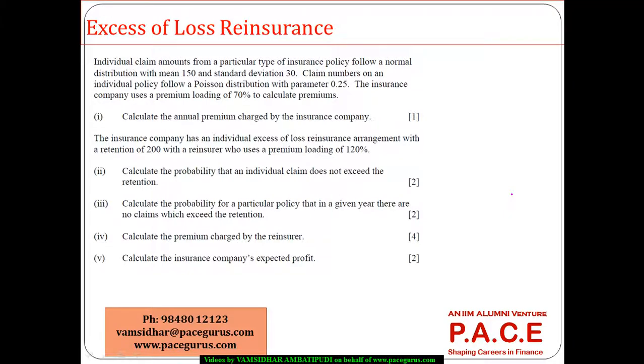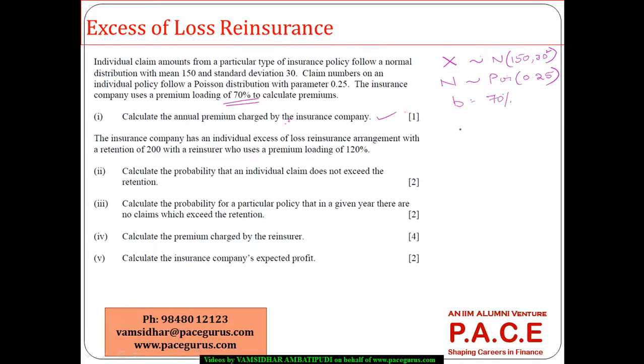Now, let's look at one numerical associated with excess of loss reinsurance. Individual claim amounts from a particular type of policy follow a normal distribution with a mean 150 and a standard deviation of 30. Claim numbers on an individual policy follow a Poisson distribution with parameter 0.25. The insurance company uses a premium loading of 70% to calculate the premium. Calculate the annual premium charged by the insurance company.